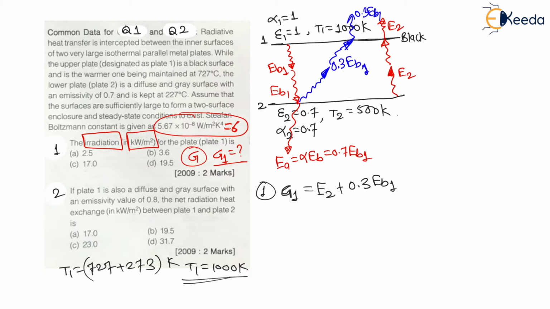So my dear students, therefore G1, that is the irradiation of body 1, is equal to, now E2. Now emissivity is nothing but, we know that here emissivity is nothing but the emissive power of a body divided by the emissive power of a black body, right? Therefore can I say this E2 will be equal to emissivity 2 into emissive power of body 2, EB2. Therefore here I can write emissivity 2 into EB2 plus 0.3 times EB1, right?